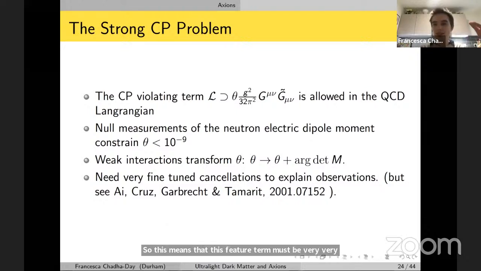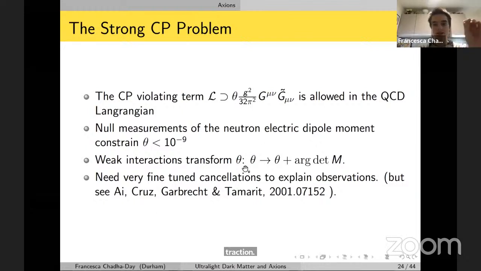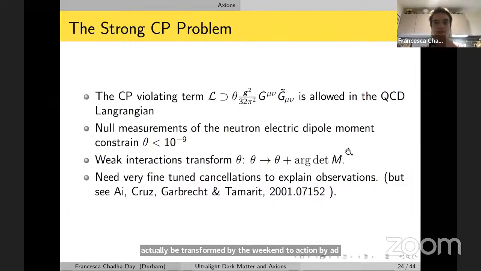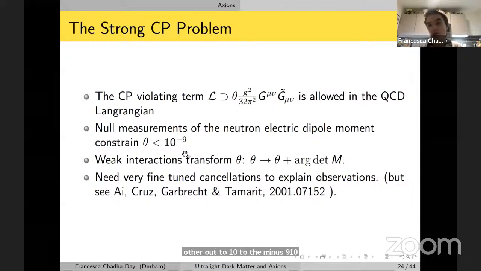And it's actually even more puzzling than that, because the quarks, of course, also transform under the weak interaction. And this means that the effective theta term would be shifted by the weak interaction by adding arg det m, where m is the quark mass matrix. So the key thing to take away here is that you'd have these two different parameters coming from different parts of the standard model that would have to almost cancel each other out, or exactly cancel each other out, to 10 to the minus 9 to reproduce observations.